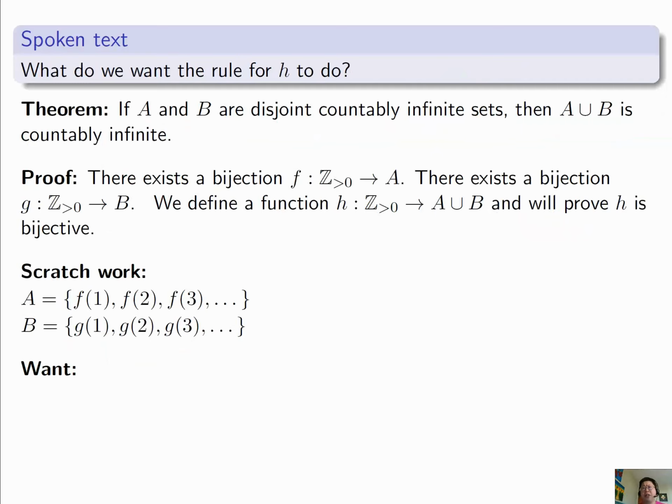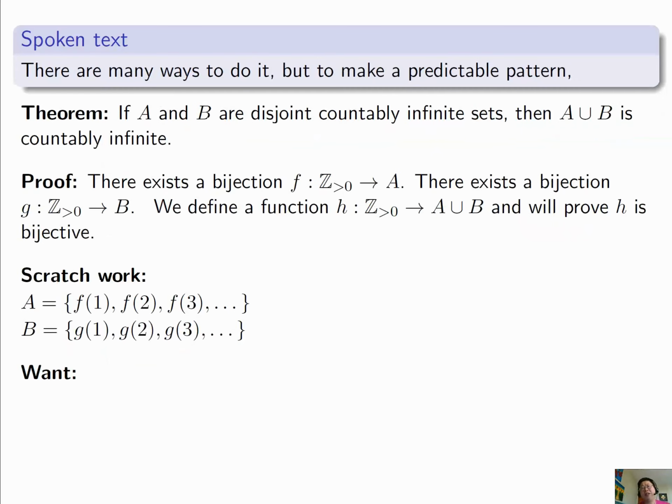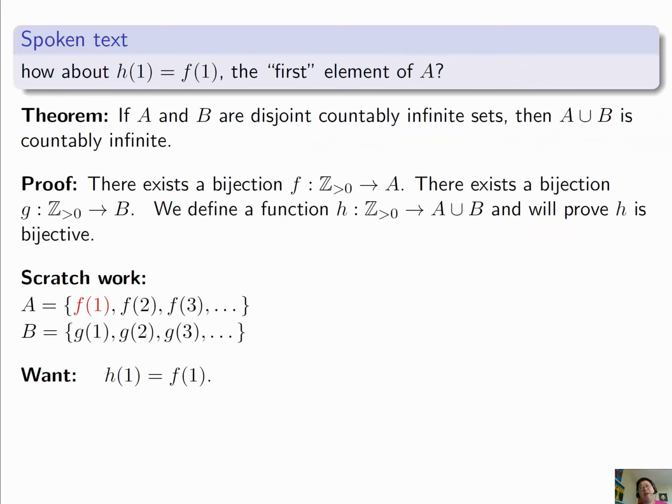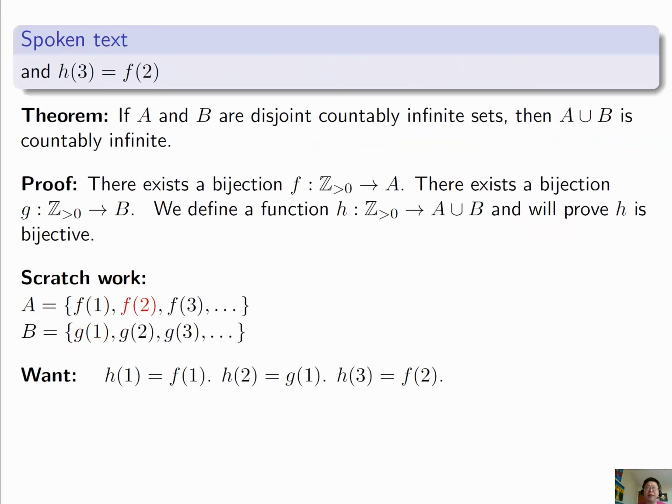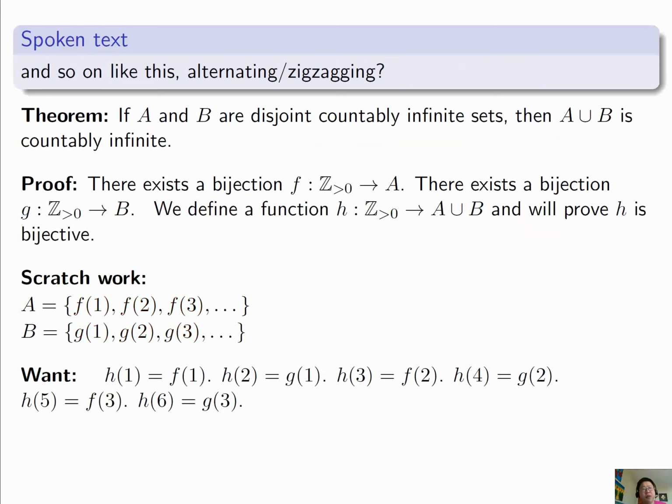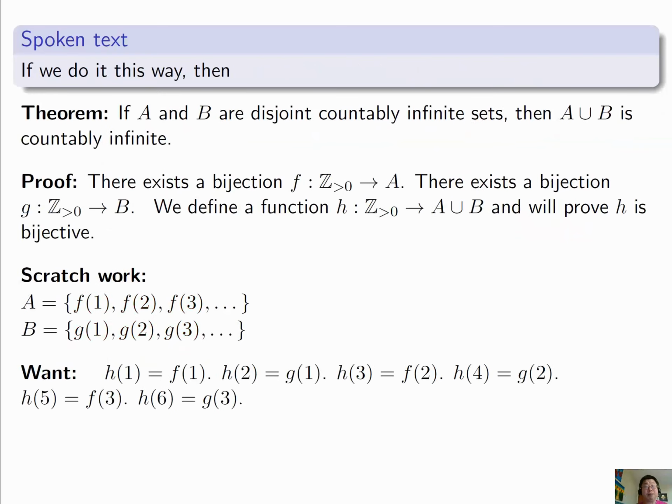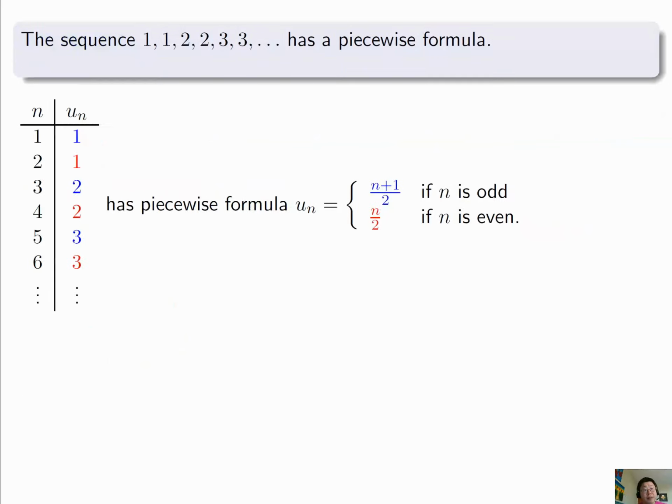What do we want the rule for H to do? There are many ways to do it, but to make a predictable pattern, how about H of 1 equals f of 1, the first element of A, and H of 2 equals g of 1, H of 3 equals f of 2, H of 4 equals g of 2, and H of 5 equals f of 3, and H of 6 equals g of 3, and so on like this, alternating or zigzagging. If we do it this way, then H maps odd positive integers to elements of A, and H maps even positive integers to elements of B. If we are careful, each element of A union B appears as an output of H once and only once.